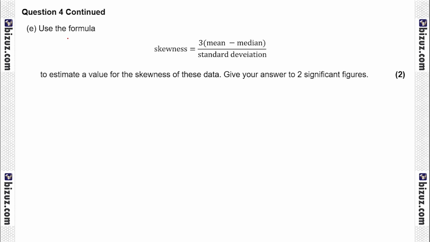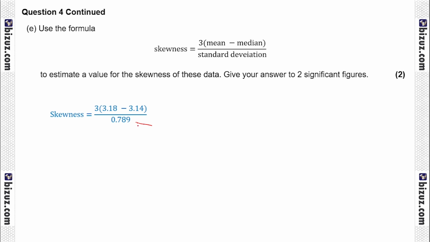Part E. Use the formula skewness equals 3 times mean minus median divided by the standard deviation to estimate a value for the skewness of these data. Give your answer to two significant figures. There is nothing challenging here. All that we need to do is put in the values that we have found so far. The skewness is going to be equal to 3 multiplied by, the mean was 3.18, the median, which was given in a part of the question, was 3.14, divided by the standard deviation 0.789.